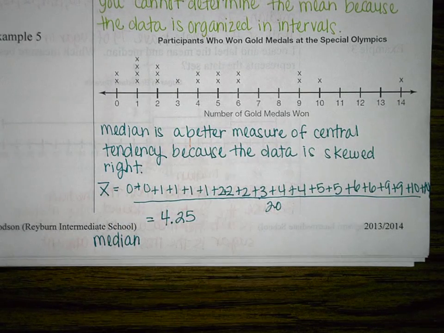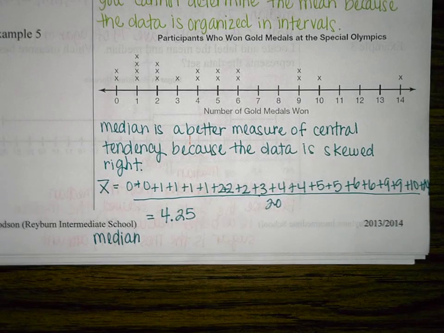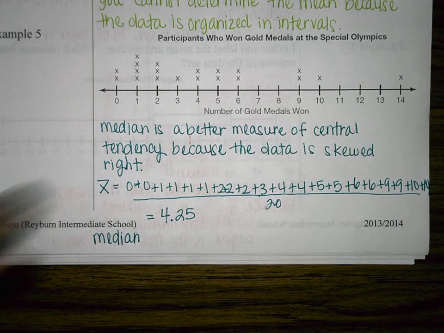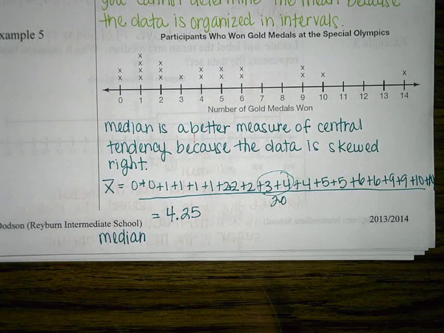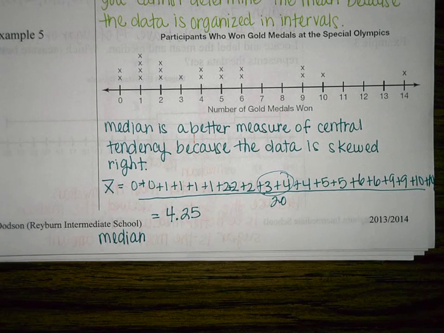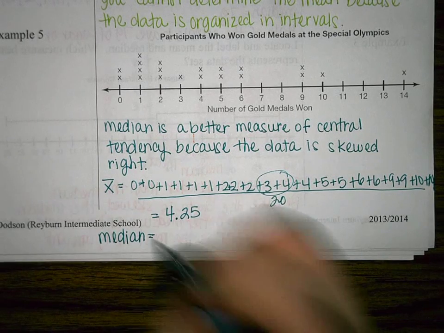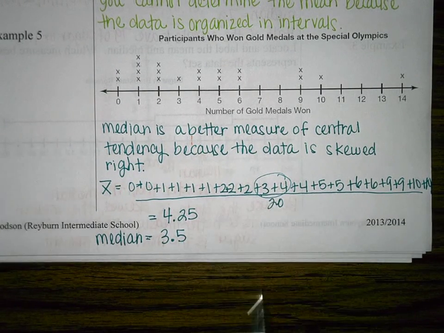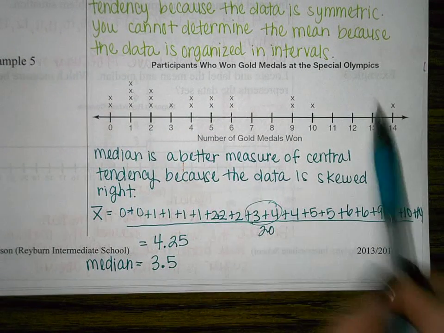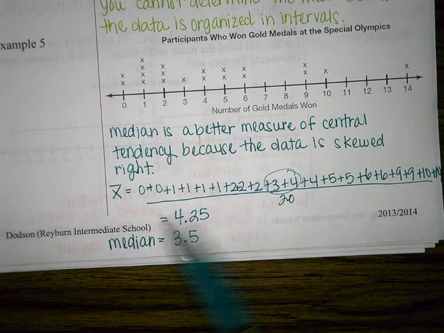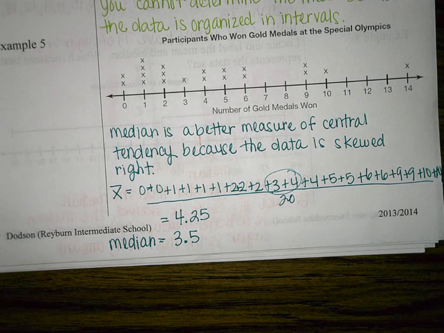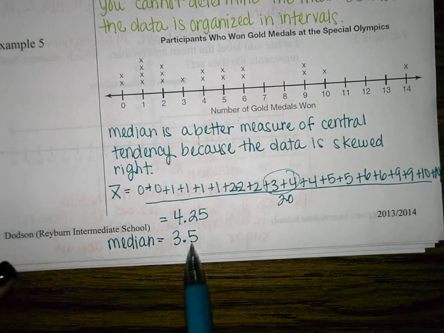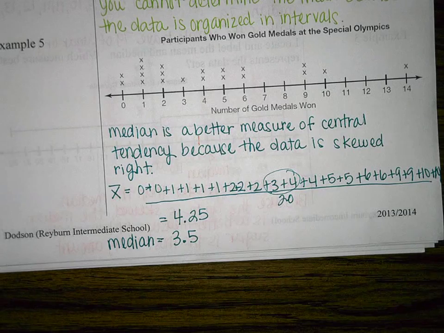Now for our median, we already have everything listed in order, so you count inwards. If we count all the way inwards, we end up right here. 3 and 4 are both right in the middle. Because there are 2 of them, you take the value in between those 2 numbers. So in between 3 and 4 is our median, which is 3.5. That should make sense, because if we look at our dot plot, most of the students earned around 3.5 to 4 medals rather than 4.25. So median is a better measure of central tendency. And that's 8.2.